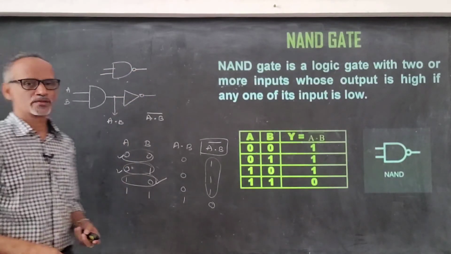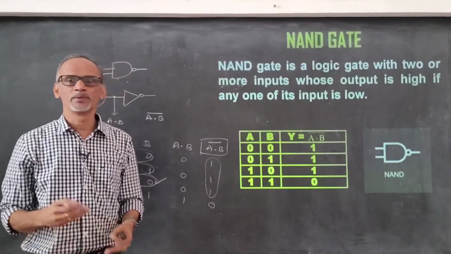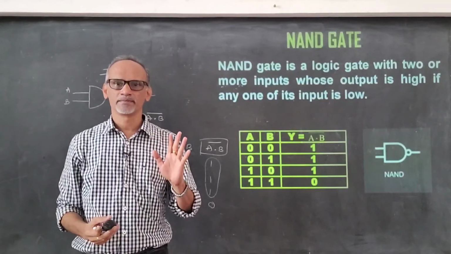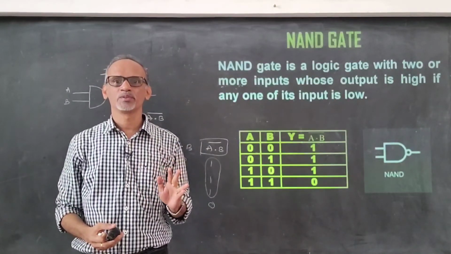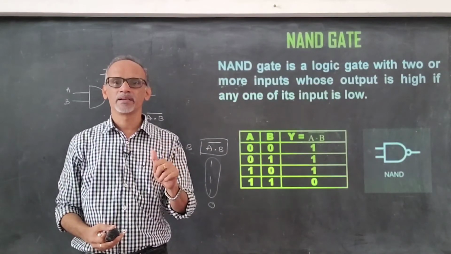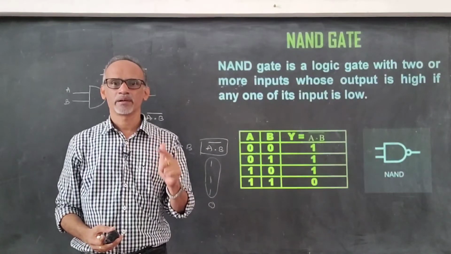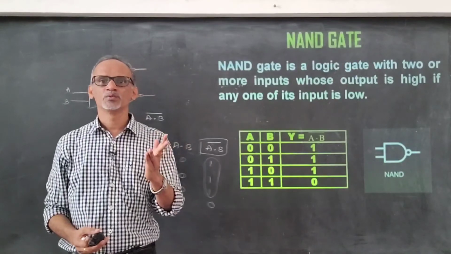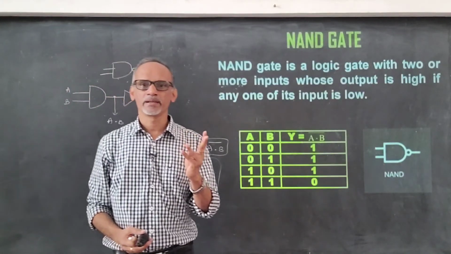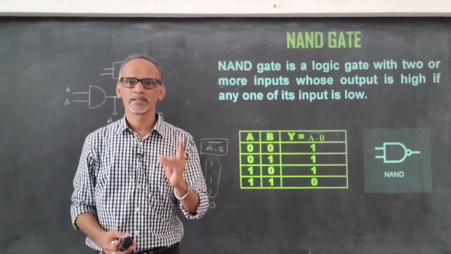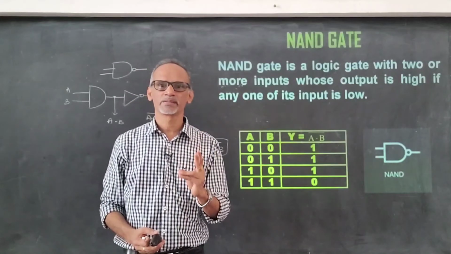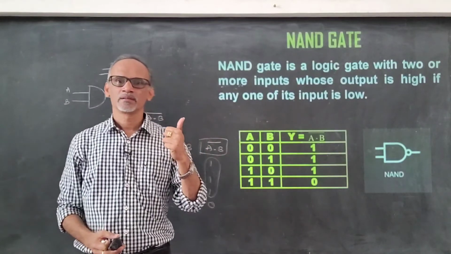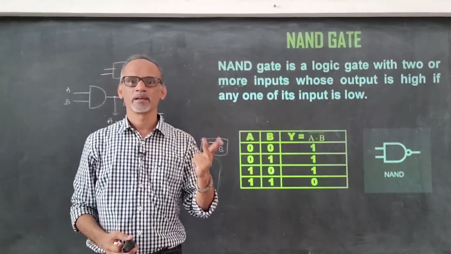So a NAND gate is also called a universal gate. The total gates that we have learnt is 5: 3 basic gates and 2 universal gates. The 3 basic gates are OR, AND and NOT gate. The 2 universal gates are NAND gate and NOR gate. Why are they called universal gates? Because using these 2 gates, we can construct the basic gates, which are NOT, OR and AND.